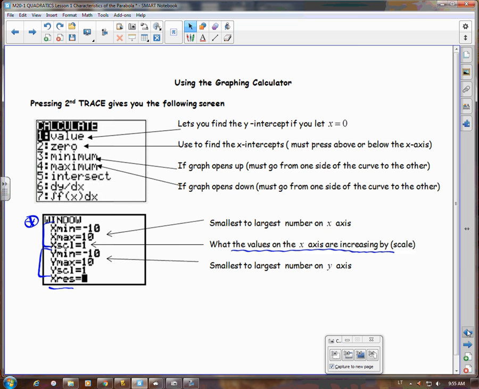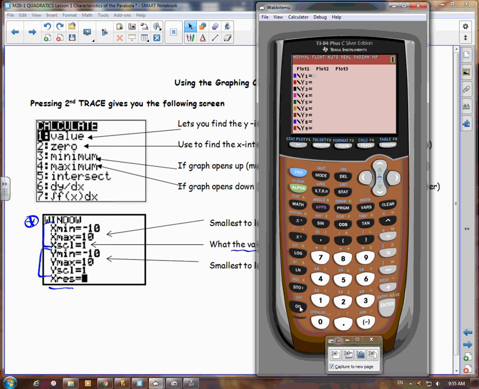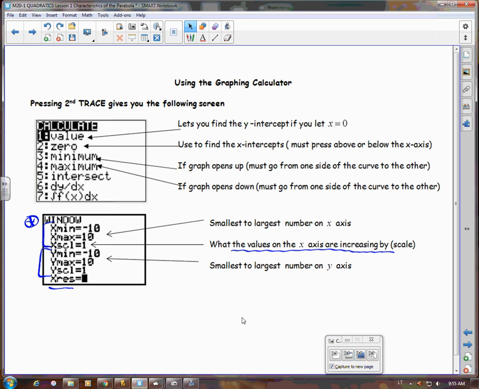Now, probably the most important menu is what's called the calculate menu. On your calculator, the calc menu is second function and then the trace button. The calculate menu has a number of good features, and a feature that personally I wouldn't use. The first one is the value feature, and it lets you find the y value for any x value that you tell it, including the y-intercept. There's a shorter way to do this: simply press trace and then the number. You don't have to come to the calc menu to do that.